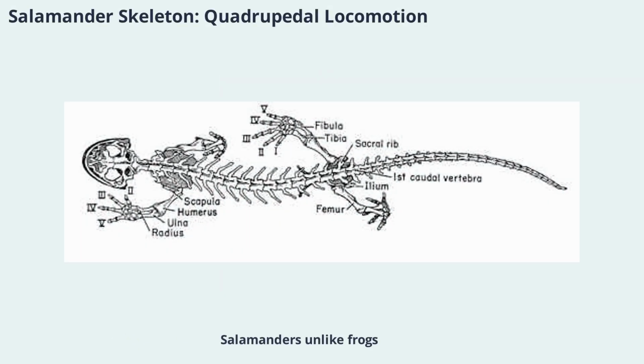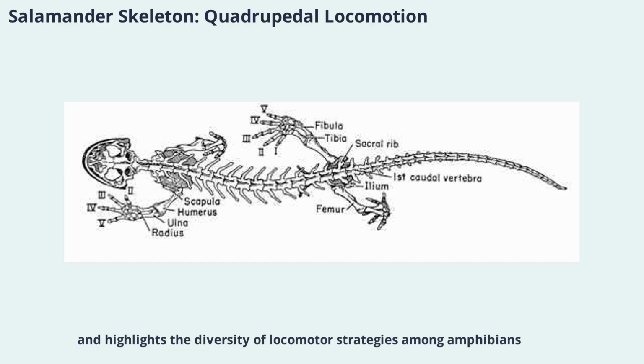Salamanders, unlike frogs, retain a more primitive body plan with four well-developed limbs. Their skeletons are adapted for walking and crawling, emphasizing quadrupedal locomotion. The arrangement of bones, including the humerus, femur, and vertebrae, supports a sprawling gait. This structure reflects their evolutionary link to early tetrapods and highlights the diversity of locomotor strategies among amphibians. Salamanders provide a living window into the transition from aquatic to terrestrial life.